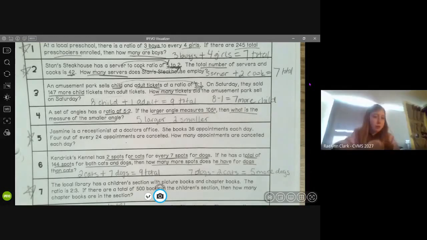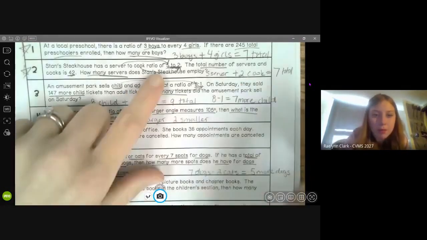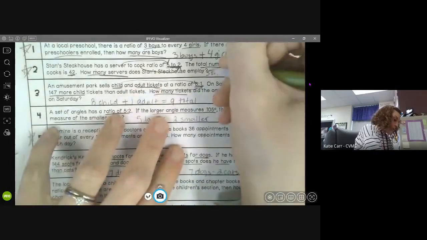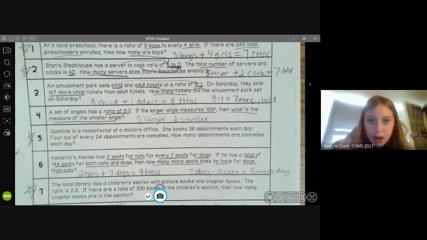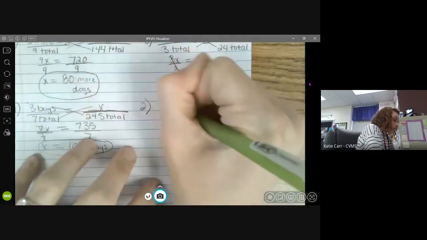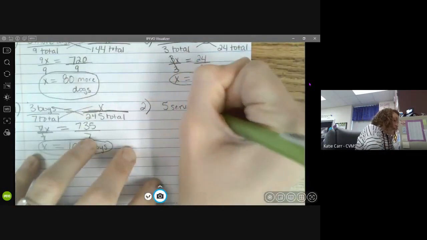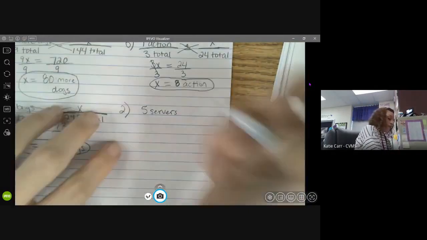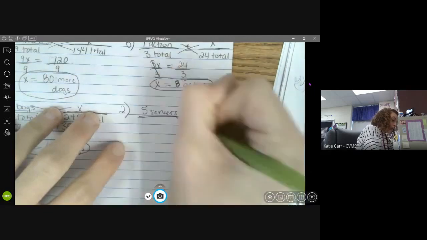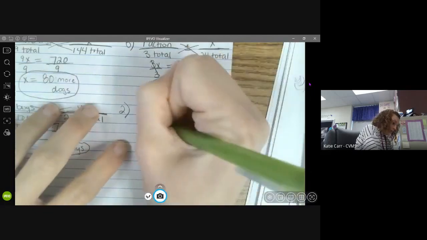I can barely see. I'm sorry. Hold on. I'm going to pin my thing to your screen. Jasmine, do you know which one is the server? Would it be 5? Yes. So that's what's going to go on the top. So 5 servers because it's more than one. And then the total that we found was what when we added those servers and cooks together?